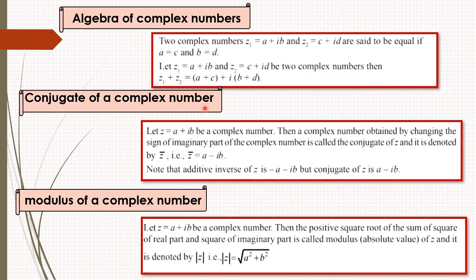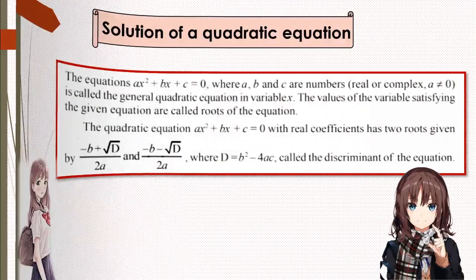Now, conjugate of a complex number. Let's say z is equal to a plus iota b, a complex number. So, conjugate will be the number when we change the sign of imaginary part. It means a minus iota b. Modulus of a complex number. Modulus of a complex number is basically a distance that we calculate from the origin to any given point. Let's say z is equal to a plus iota b be a complex number. So modulus of this number will be under root a square plus b square.